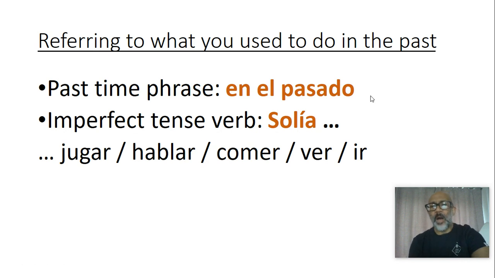And then when you say, I used to do something, rather than thinking about how we're swapping the AR and the ER off the end for a different ending, I think the easiest way to do it is to use the verb solía. And we can consider this to mean I used to do something. So you might want to say, I used to play with my friends in the park. Solía jugar con mis amigos en el parque. So you can literally just use the infinitive of the verb after solía.